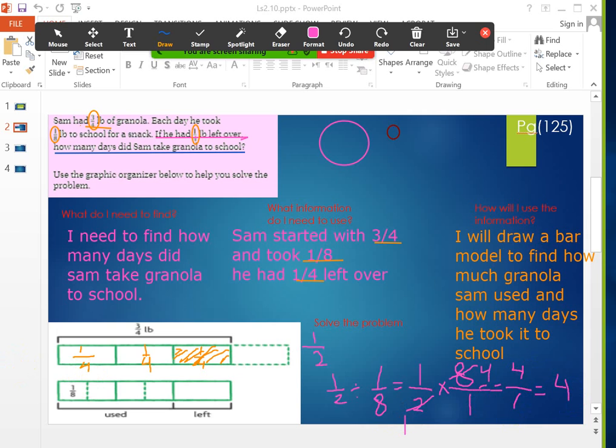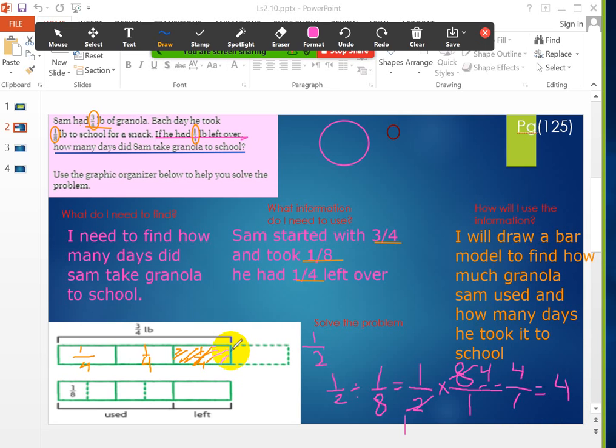Okay. So how many days did he take the granola? Sam took granola to school for 4 days. This is the answer. Okay, girls? So you have to notice something here: he left 1 over 4 of this granola.